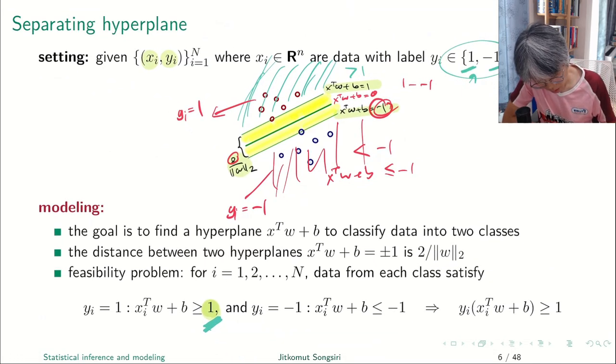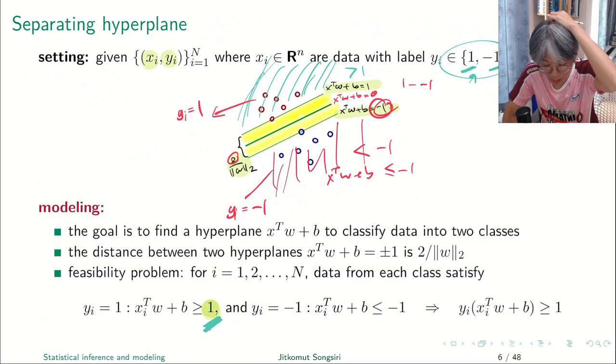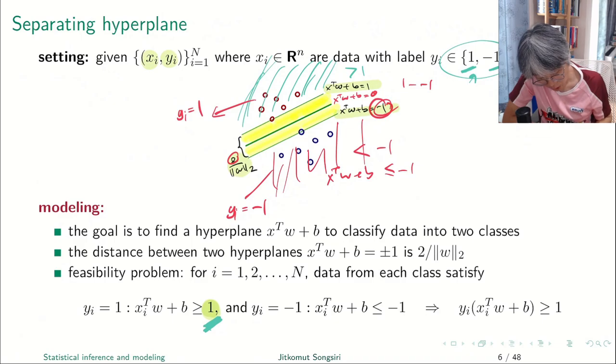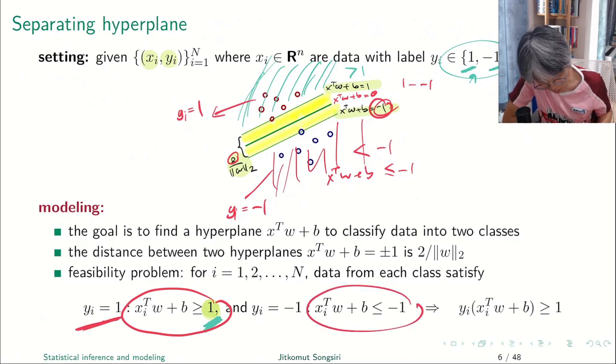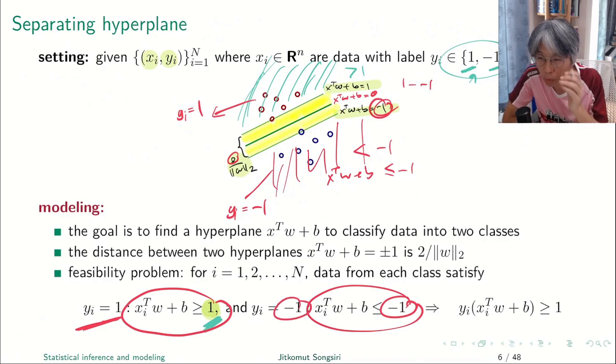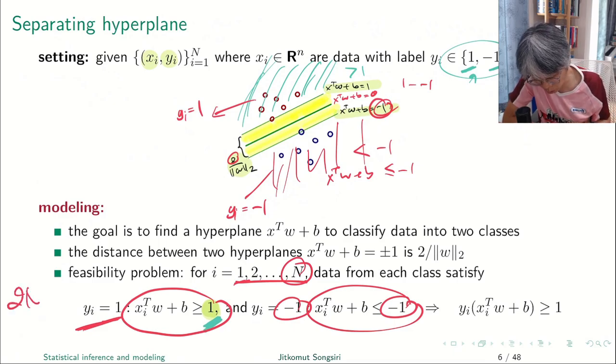So the question we would like to answer is, is there any hyperplane, which means is there any set of values W and b, so that the first inequality is satisfied with the label 1, and the second set of inequalities is satisfied with the label minus 1. It has to hold for all i. I iterate from 1 to n, big N, the number of data points. So we basically have two sets of these inequalities. So we have a total of 2n linear inequalities.